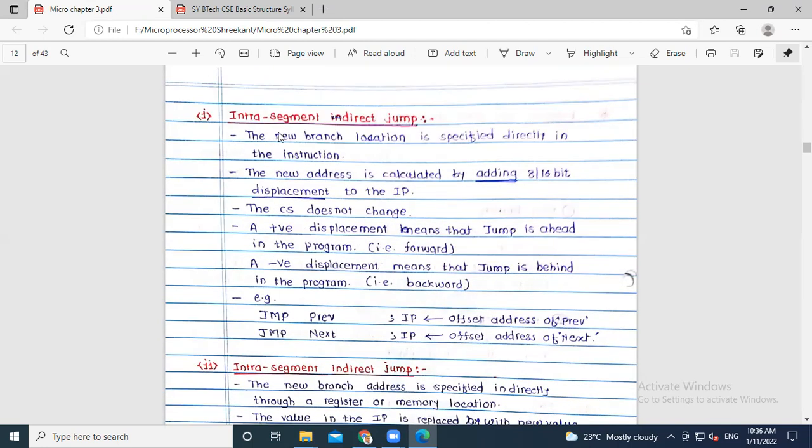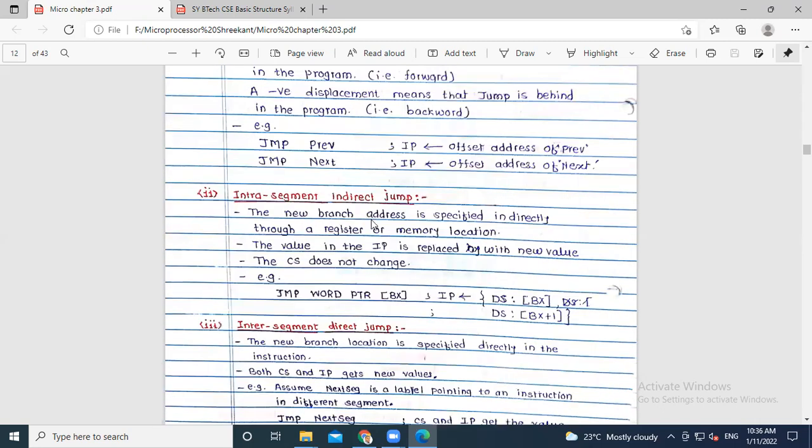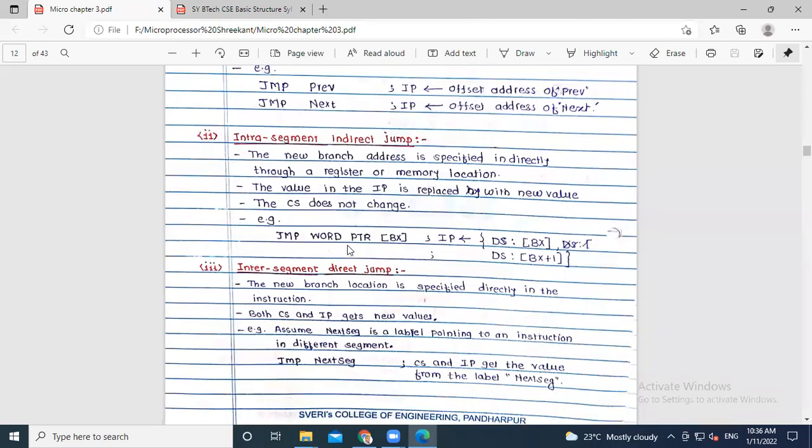Okay, so this is for intra-segment direct, and for the intra-segment indirect jump the new branch address is specified indirectly through a register or a memory location. The value in the instruction pointer is replaced with the new value that is generated, and the code segment does not change, it remains the same. For example, JMP WORD PTR BX means that BX points to the word that is transferred, jumping to the required position of the data segment with the BX register and the BX+1 address. That is intra-segment indirect jump.